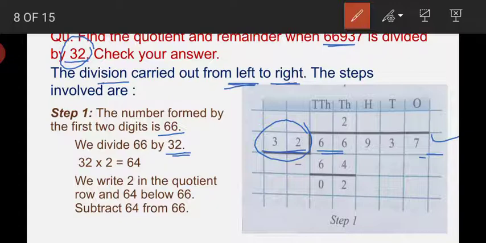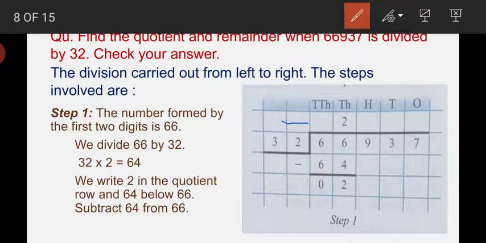So we have to take the multiple of 32 such that the number is less than or equal to 66. If we multiply 2 with 32, we get 64, which is less than 66. So we have to write 2 in the quotient line. This is the line of quotient; here we will write all the quotient. First we multiply 32 with 2, so 2 is the quotient and you have to write it here.